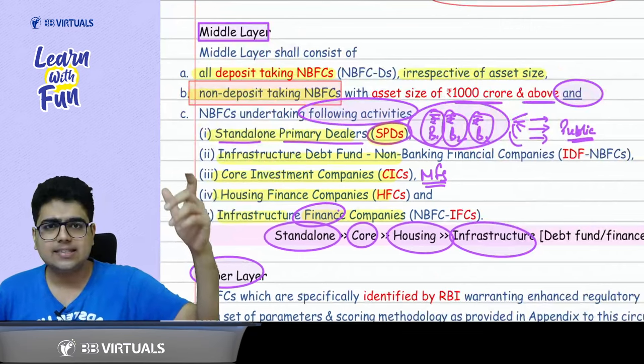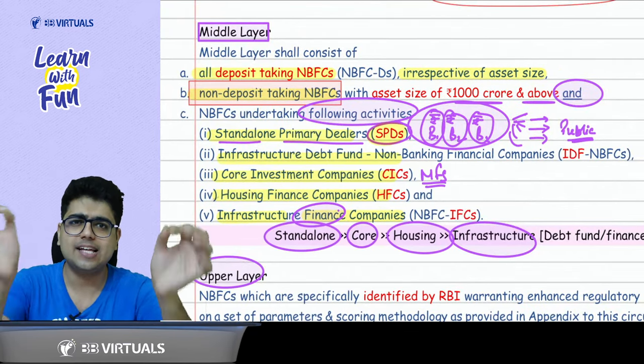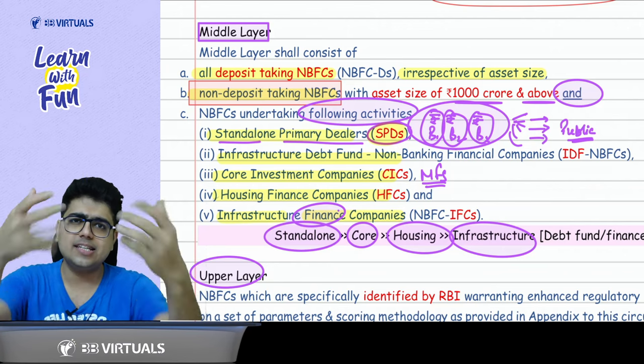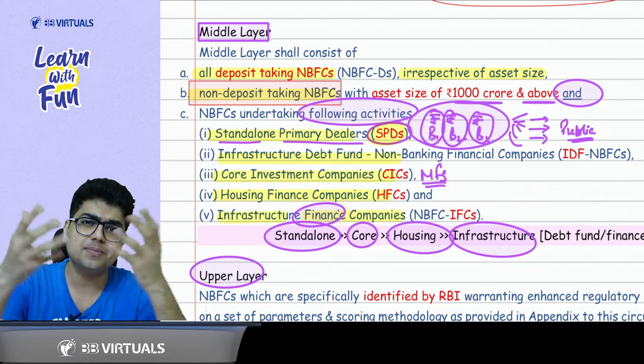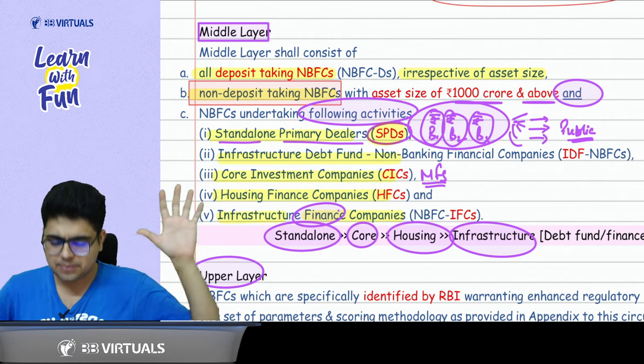Acha, you may have a question. Sir, will ICI ask us to explain all this? The answer is no. They have not given a single explanation even in their study material. I just provided you that explanation so that you have some context about it. Otherwise, these would have been just different names. That's it. So you just need to remember these five names.